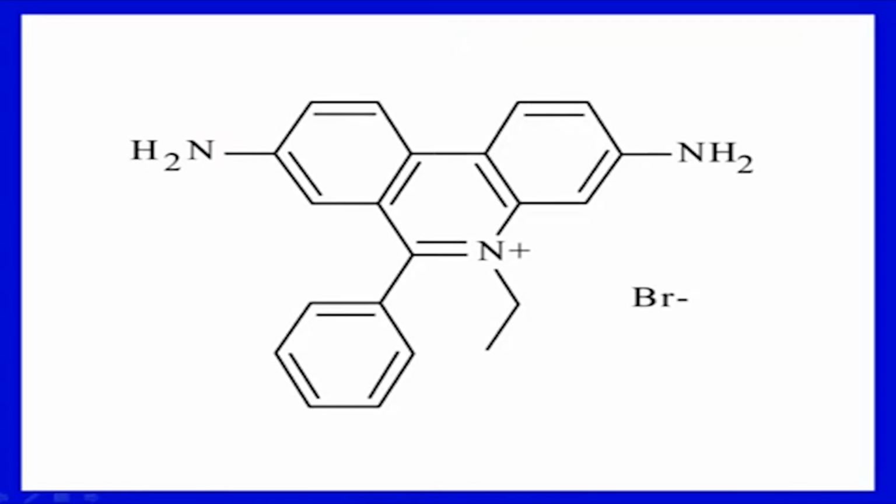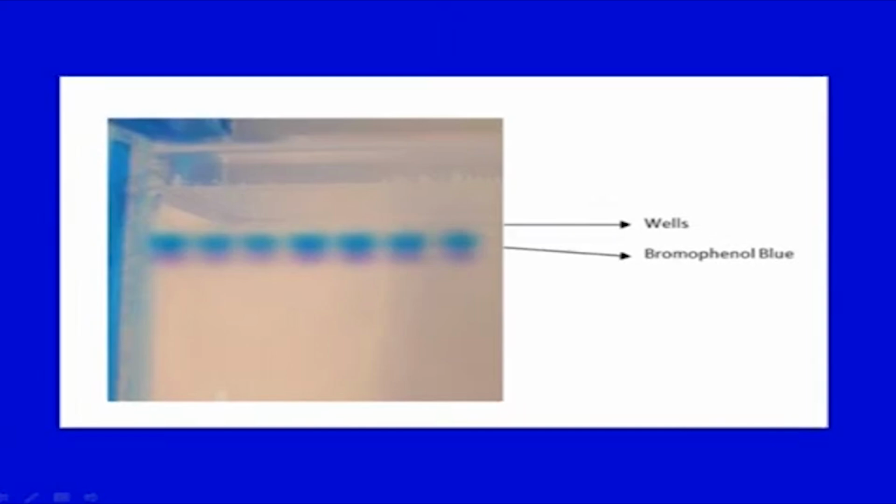So, this is a typical structure of ethidium bromide, where you have a cyclic planar structure with a bromide ion. When you load your sample, these are wells where you have loaded samples, and bromophenol blue can be seen. You can run these samples towards the positively charged electrode, as they have a negative charge with a phosphate backbone. Now, DNA can also exist, like I was saying, in different structures.